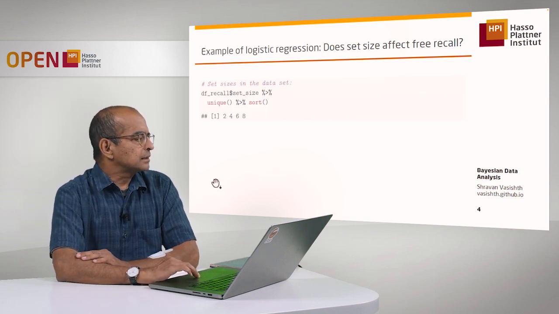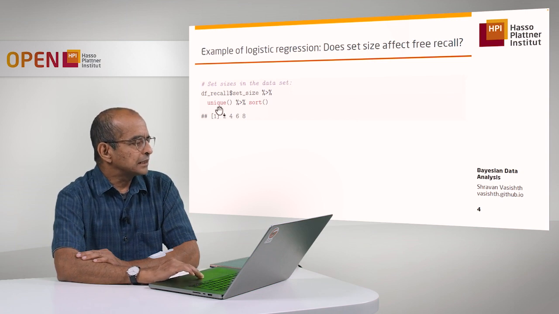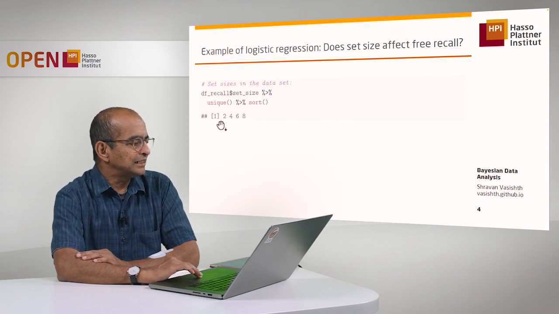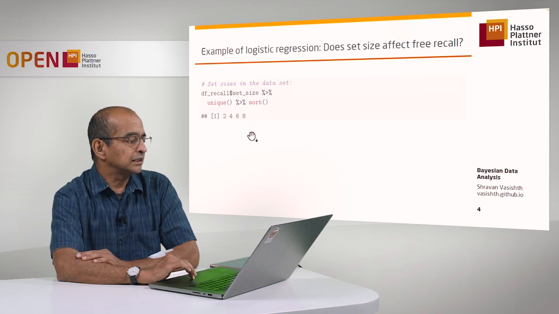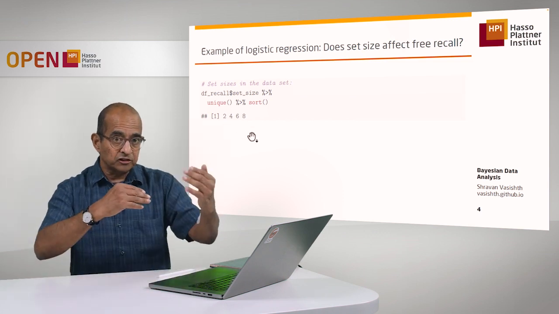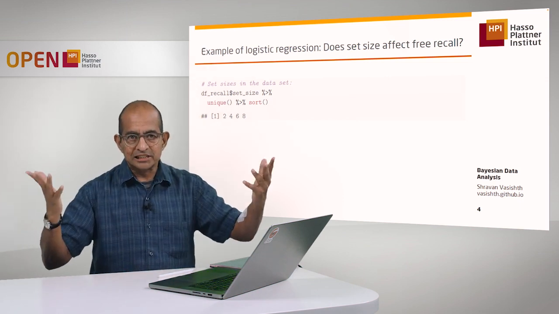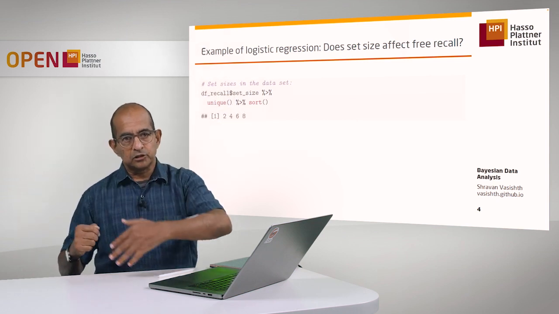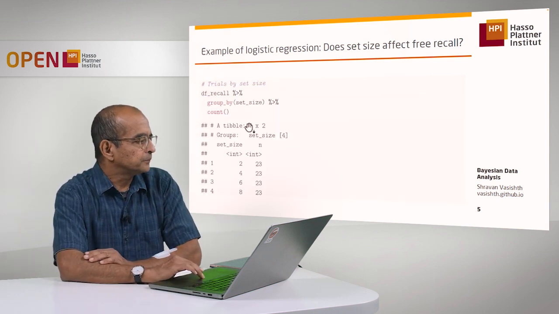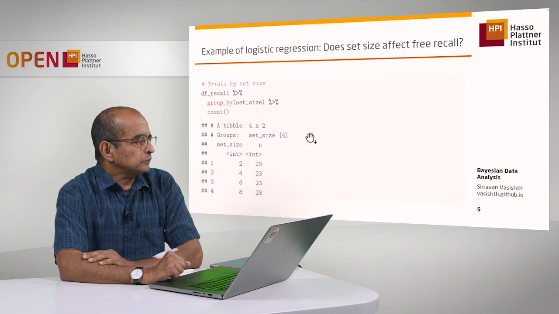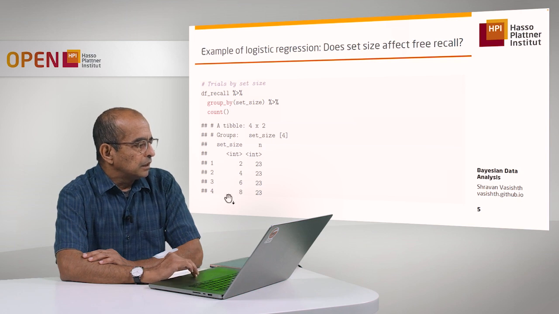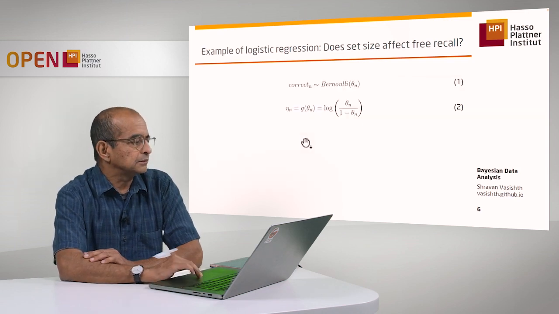Okay, so let's look at what we have in this data set. Just to quickly confirm that we indeed have set sizes 2, 4, 6, and 8. We're going to look at the accuracy change as set size increases. Theoretically, what I expect, from common sense, is that my accuracy will go down as the set size increases. Notice also that I have multiple measurements for each set size. I've got 23 measurements here for each of these set sizes. So I have repeated measurements on this.